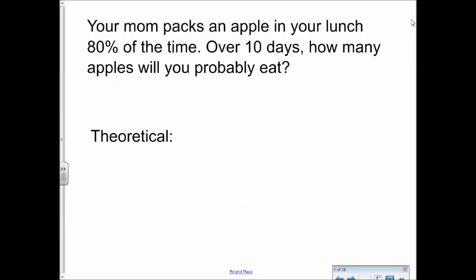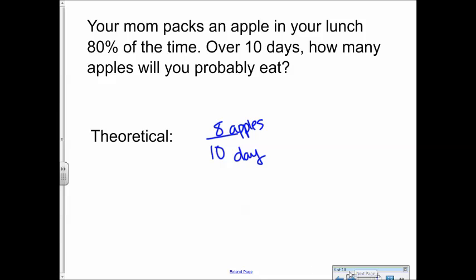Let's look at another example. Your mom packs an apple in your lunch 80% of the time. Over 10 days, how many apples will you probably eat? Well, the number of desired outcomes is 8. And out of 10, because 80% is 8 out of 10. 8 apples out of 10 days. That's theoretical. Let's try experimental.